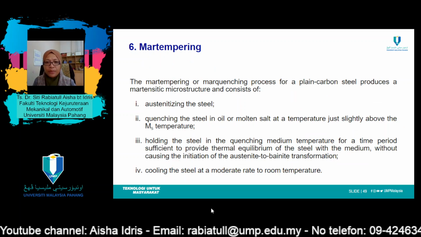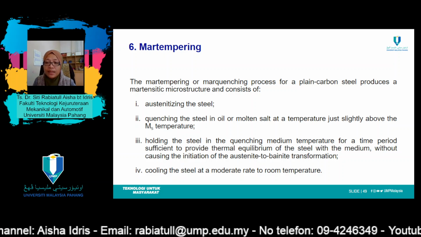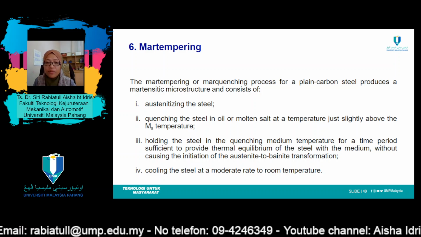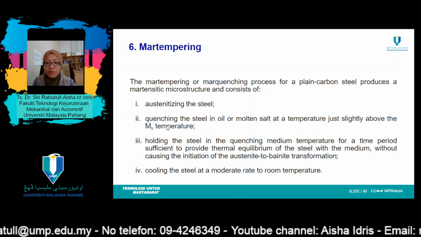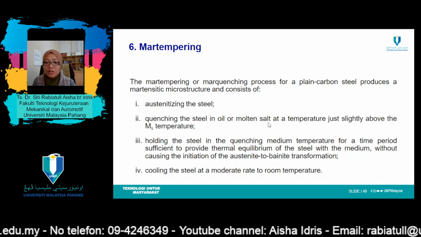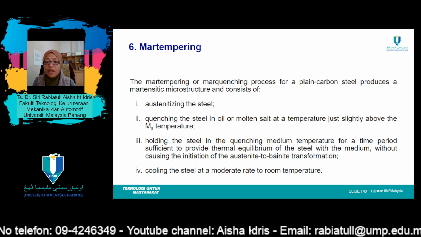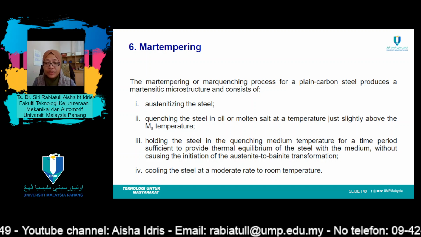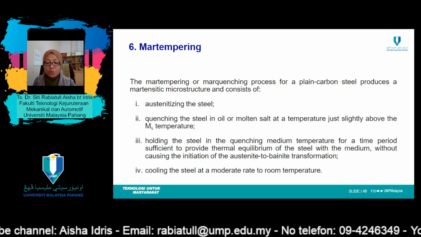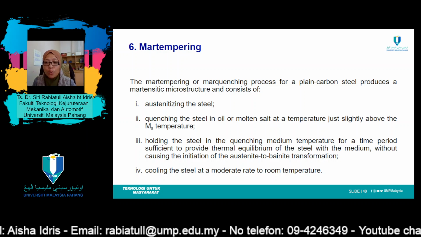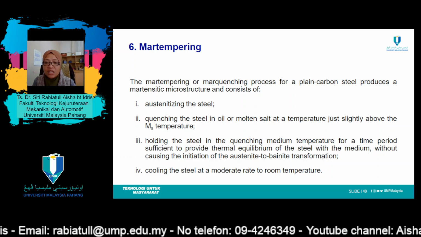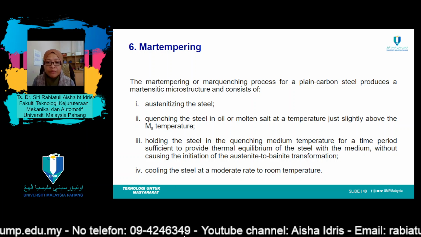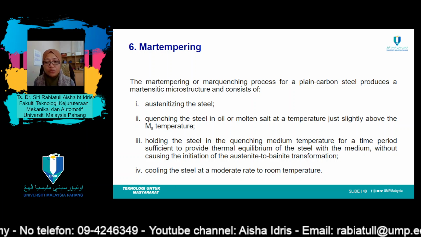Number six is martempering. The martempering or marquenching process is for plain carbon steel, produces a martensitic microstructure and consists of: number one, austenitizing the steel. Number two, quenching the steel in oil or molten salt at a temperature just slightly above the martensite start temperature, the Ms temperature. Number three, holding the steel in the quenching medium temperature for a time period sufficient to provide thermal equilibrium of the steel with the medium without causing the initiation of the austenite to bainite transformation. And number four, cooling the steel at a moderate rate to room temperature.